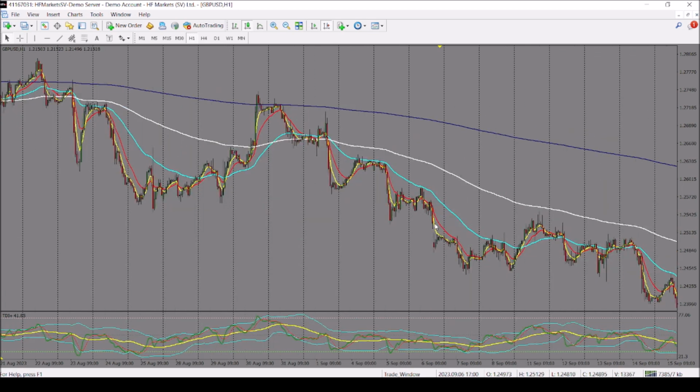So basically, if we add in what we call institutional levels, it will be a highly probable entry, and with that it will be a higher win rate. And watch out for the video that is coming next after this one.